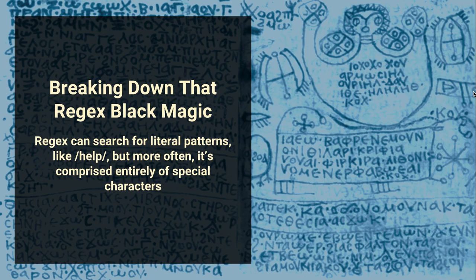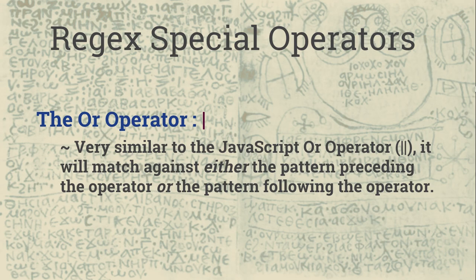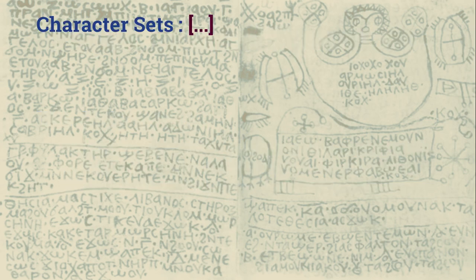So let's break down that regex black magic. Regex can search for literal patterns like help, but more often it's comprised entirely of special characters because it allows it to be a lot more flexible. So the regex special operators include an OR operator, which is very similar to the JavaScript OR operator, in that it will match against either the pattern preceding the operator or the pattern following the operator. There are character sets, which are wrapped in square brackets.